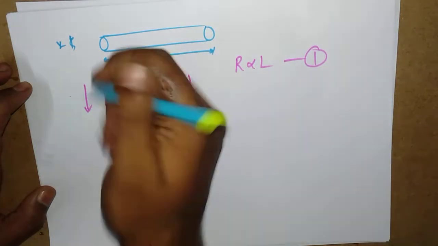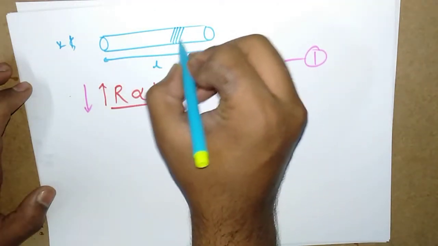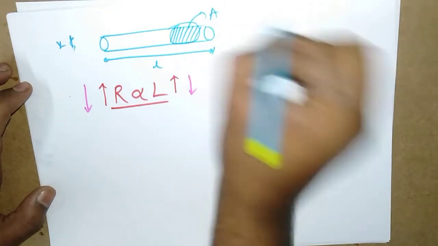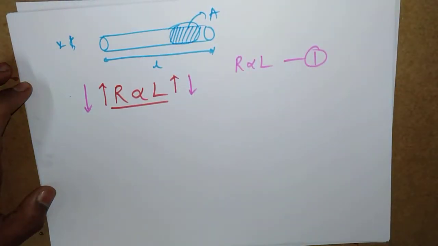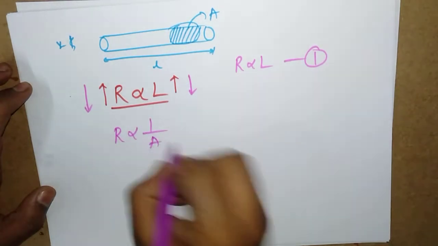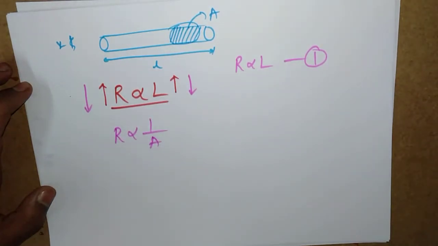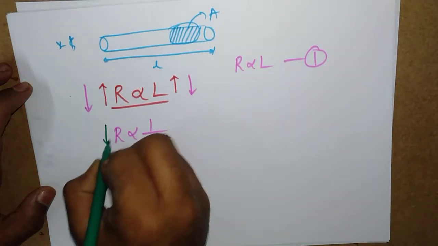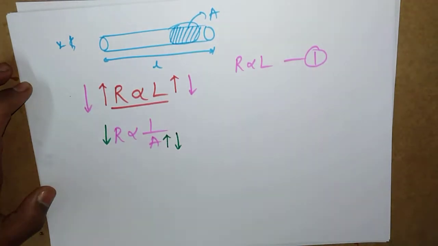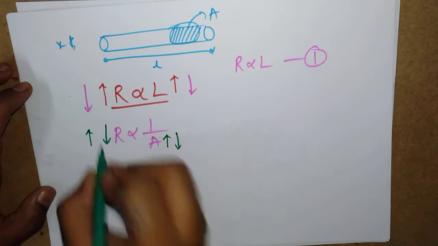And this wire having a cross-sectional area A. Then the resistance is inversely proportional to the cross-sectional area of the wire. It means if you increase the cross-sectional area of the wire, then resistance will decrease, and if you decrease the cross-sectional area, then resistance will increase.